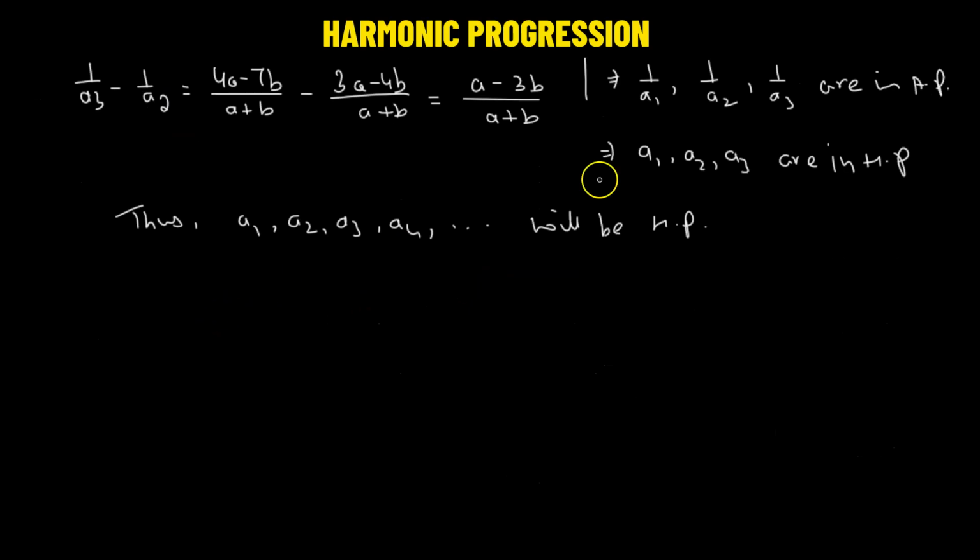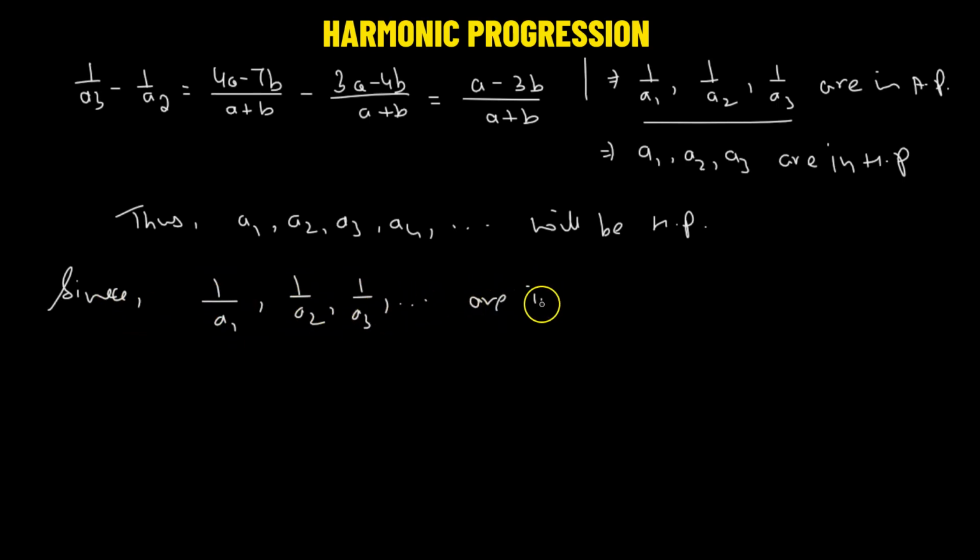Fine. So to find out the nth term, we'll take the help of the arithmetic progression. Since we have already mentioned that 1 over a1, 1 over a2, 1 over a3, and so on are in arithmetic progression, the nth term, let's call it 1 over an, as the nth term of the AP, will be given by the first term 1 over a1 plus (n minus 1) times the common difference. So the common difference will be simply d, which is (a minus 3b) over (a plus b).